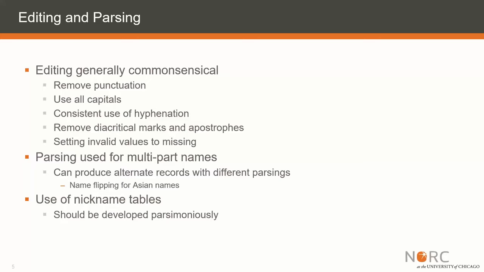My suggestion is that they should be developed parsimoniously. For example, you don't need nicknames which can be identified through general string comparison. So Rob and Robert, when you're using a good string comparison tool, will show to be essentially equivalent. You don't necessarily have to use every possible nickname, but only those which wouldn't be obvious to the string comparison routine that is embedded in your process.